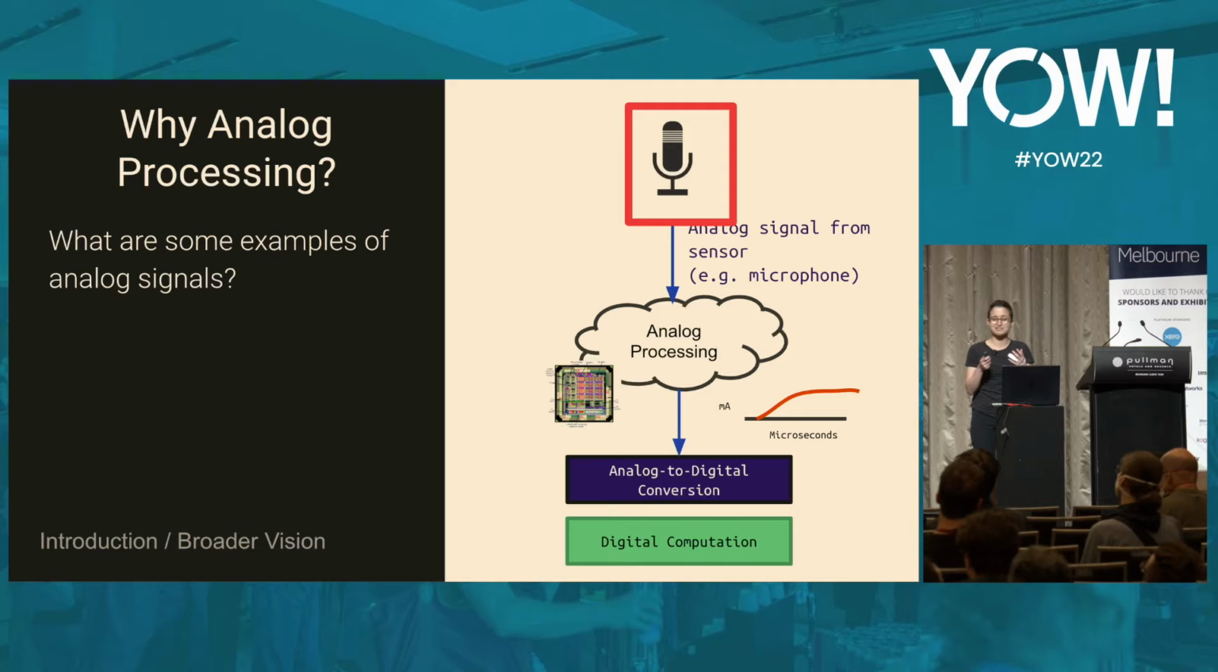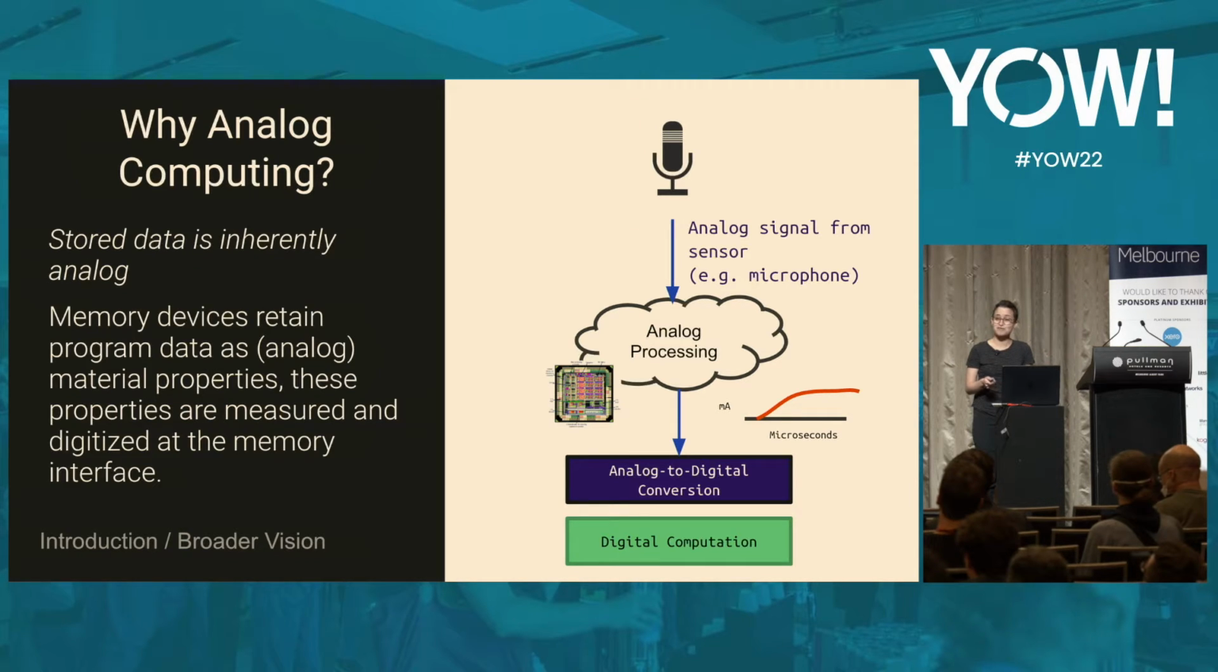And so you might say, well, I don't work with analog signals. Well, chances are you actually do. You just don't know. If you ever use memory, you've probably used an analog signal. Data in memory is actually inherently analog. When you store a bit in a memory device, it is retained as an analog material property, such as a resistance or a capacitance. When you read from the memory device, the hardware finds a way to measure the material property, and then a thresholding operation determines if you stored a 1 or a 0.